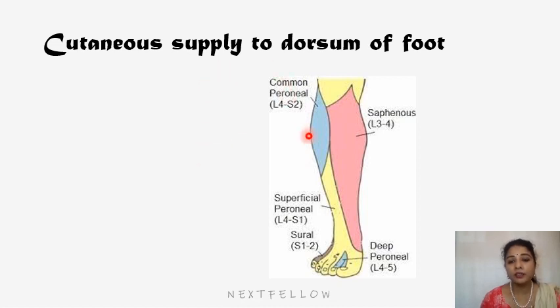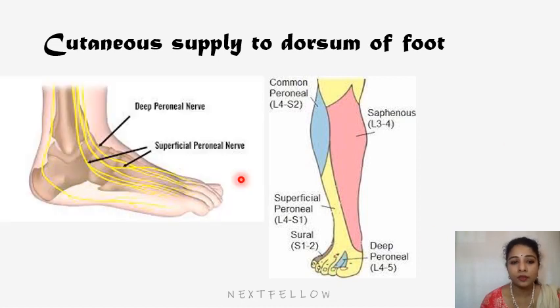Cutaneous supply. So we can see the cutaneous supply of deep peroneal nerve. It supplies the first web space. So here we can see this is the deep peroneal nerve, which is the nerve of the anterior compartment, goes to the first web space, and the rest of the dorsum we know is supplied by superficial peroneal nerve.